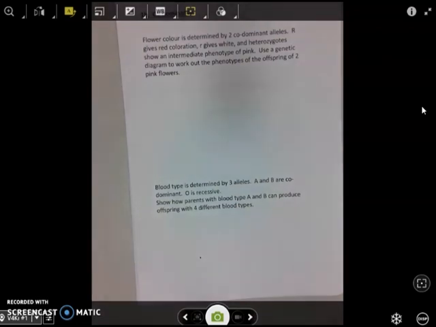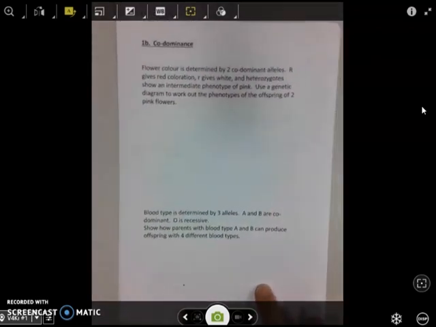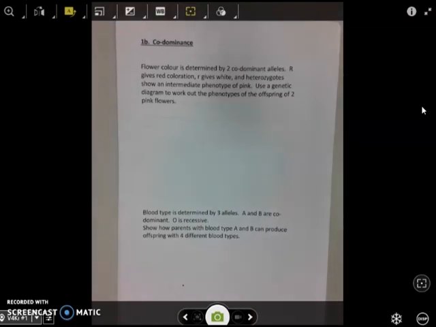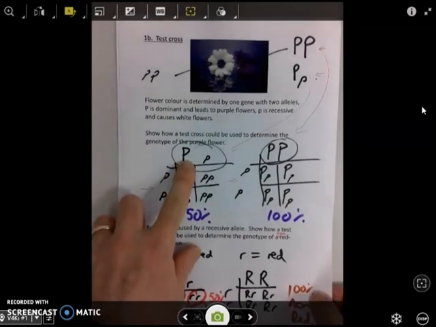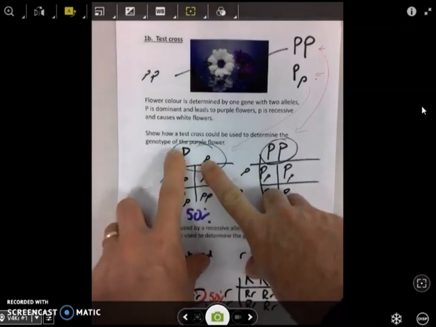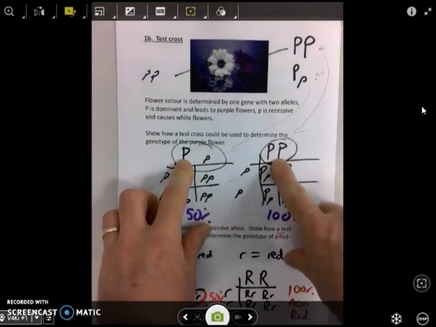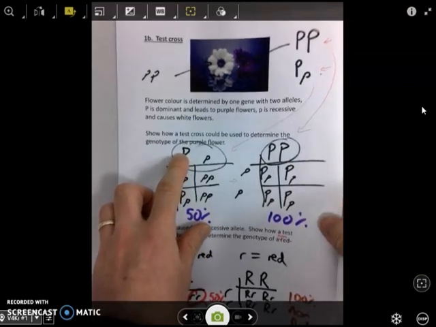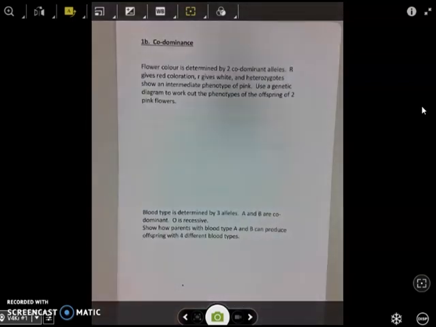Next example, also using the monohybrid inheritance ideas, is something called codominance. Up until now, we've been looking at situations where when you put two alleles together, one can completely dominate the other. So this flower here would be every bit as purple as that one there. This one completely dominates. But it's not always the case.